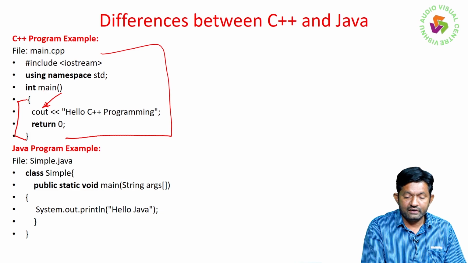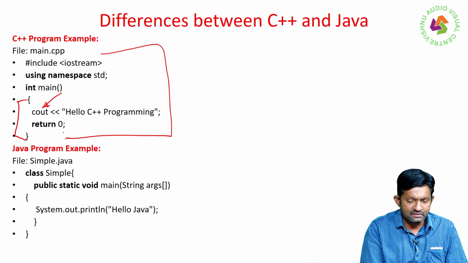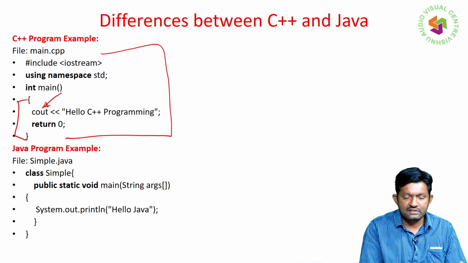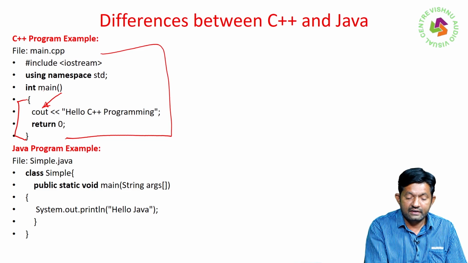Hello C++ programming, and it returns 0. Returns 0 means the return statement is required to stop the program, indicating that the program has ended. That is in C++. Actually, we have to discuss Java, so here is a Java programming example.